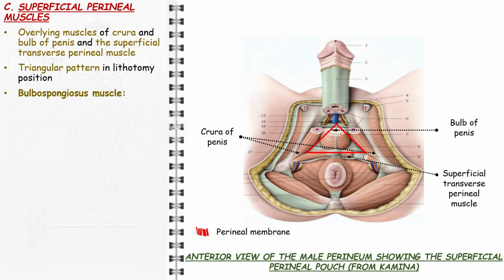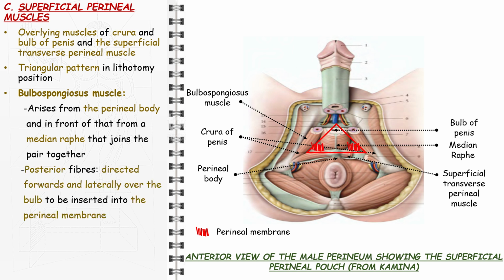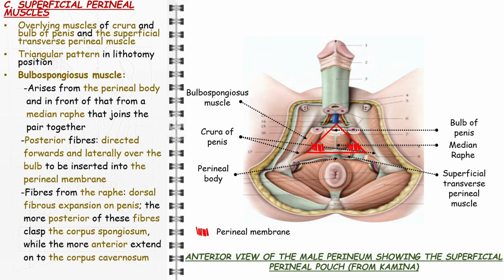Bulbospongiosus is the current name for what was appropriately called compressor urethrae or accelerator urinae in former days. It arises from the perineal body and in front of that from a median raphe that joins the pair together. Its posterior fibers are directed forwards and laterally over the bulb to be inserted into the perineal membrane. The fibers arising from the raphe are inserted into a dorsal fibrous expansion on the penis. The more posterior of these fibers clasp the corpus spongiosum, while the more anterior extend onto the corpus cavernosum.